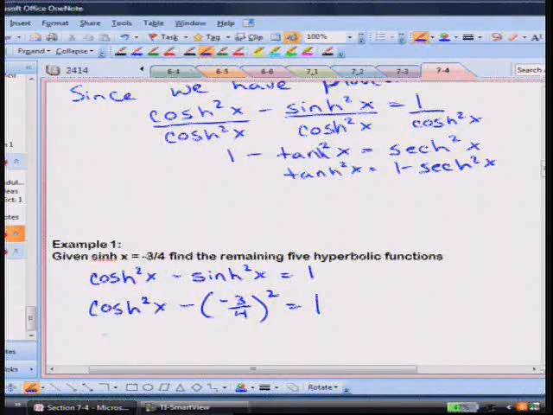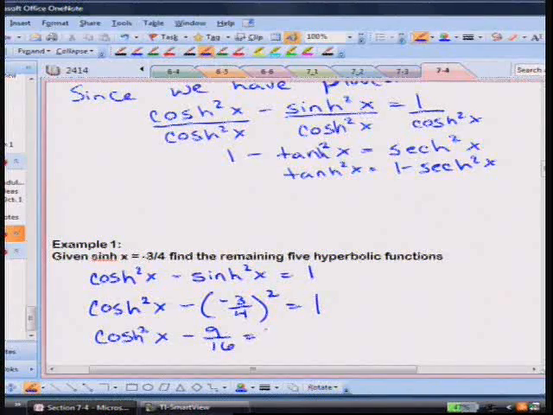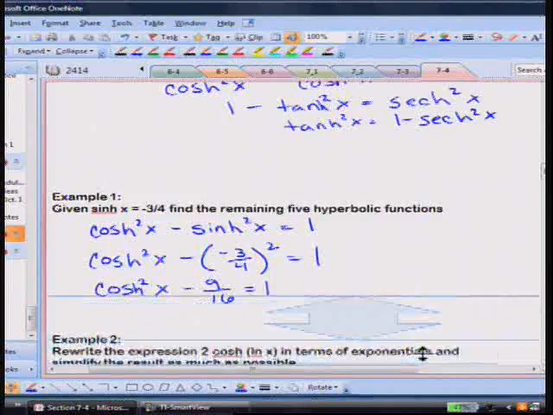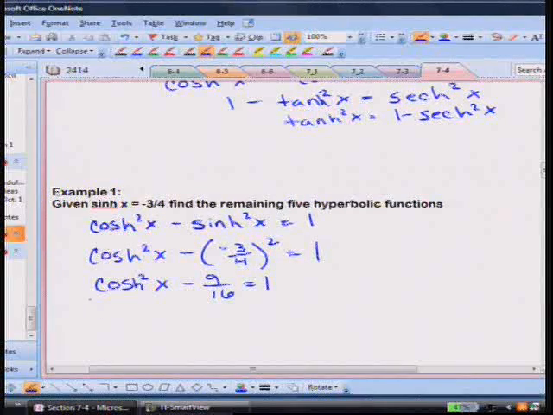And so then the hyperbolic cosine squared of x minus 9/16 is equal to 1. And so, okay, should I start saying cosh? Does that work for y'all? It feels so weird for me. Cosh squared of x is equal to, if I move that 9/16 over, 25/16.